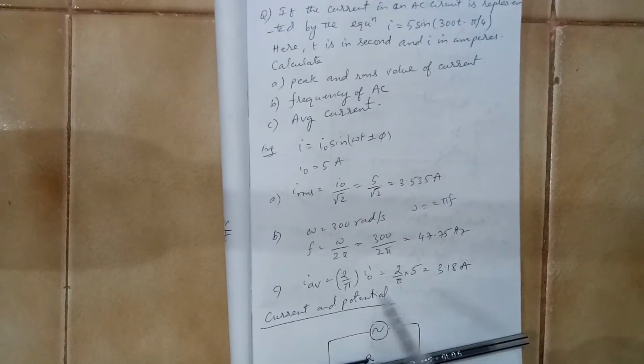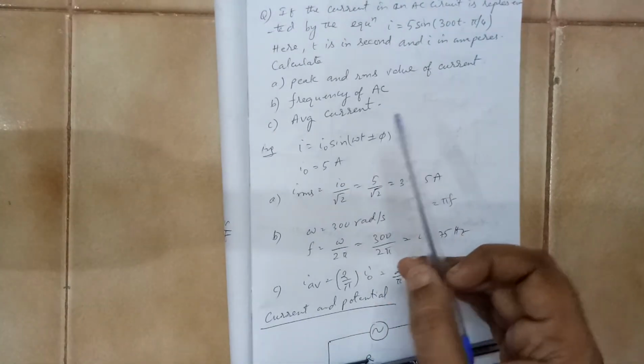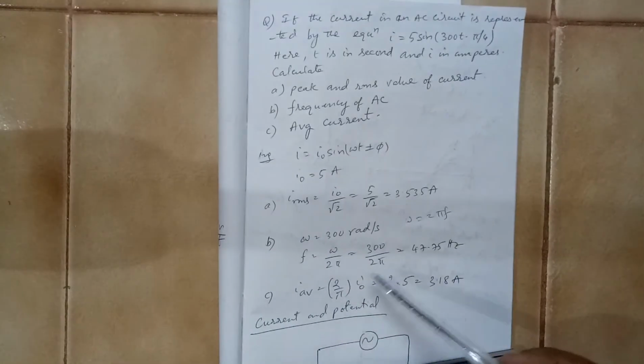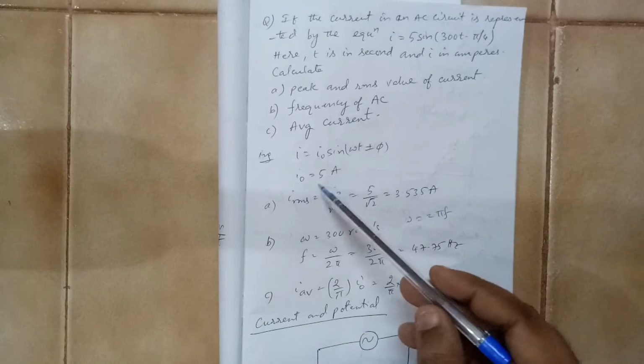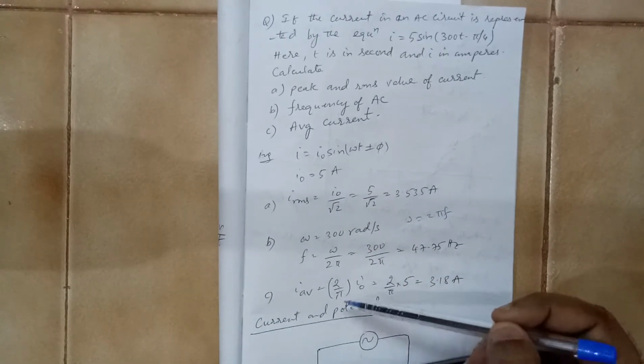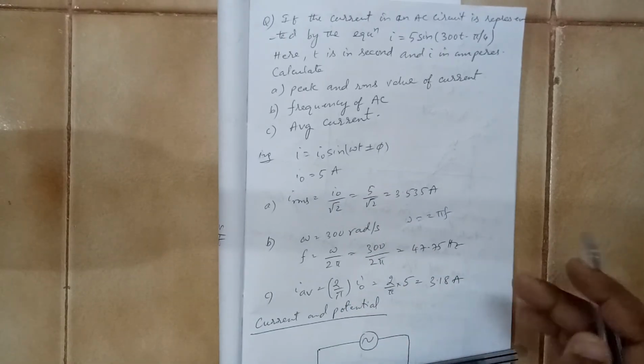Average current. Yesterday we saw the derivation. Average current is equal to 2/π times I0, where I0 is the peak current. So take the peak current and multiply by 2/π. You get 3.18 amperes.